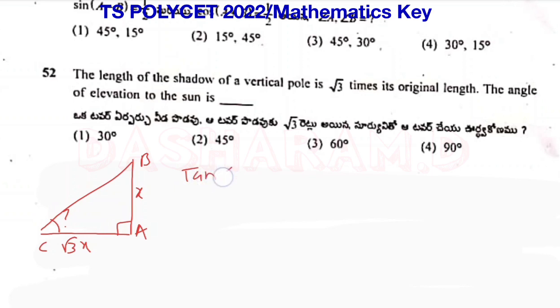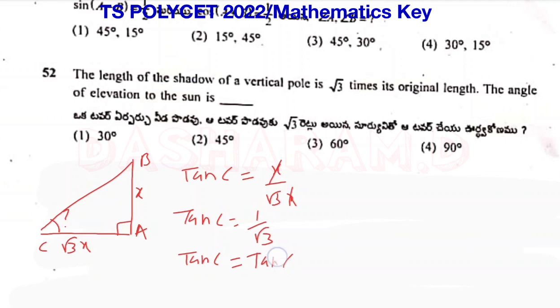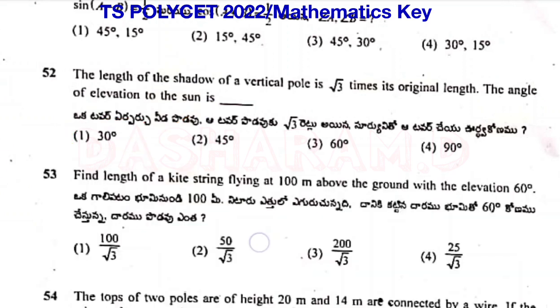To find that value, use tan theta. So tan C equals opposite side divided by adjacent side. X cancels, then tan C equals 1 by root 3. So tan C equals 1 by root 3 value, so tan 30 degrees. Tan cancels, then angle C is 30. So option 1 is correct.